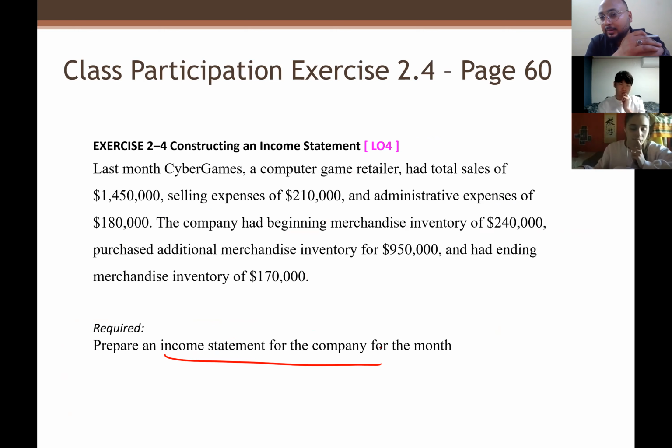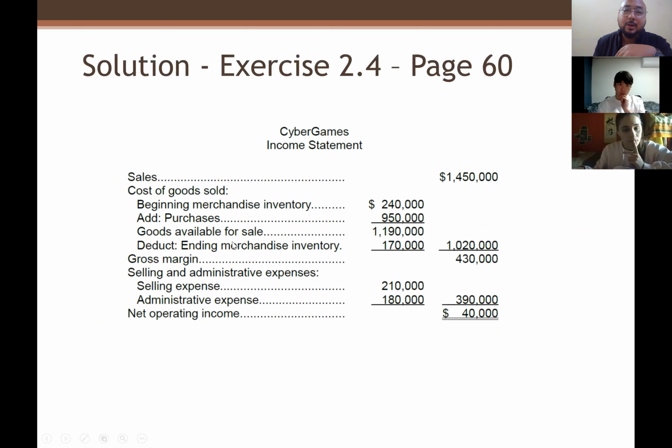Right? So let's jump directly into our answer here. So you see sales 1.45 billion minus cost of goods sold. How can we find out the cost of goods sold? Opening inventory plus purchases minus ending inventory. Answer is the cost of goods sold. So sales minus cost of goods sold, answer is gross margin.